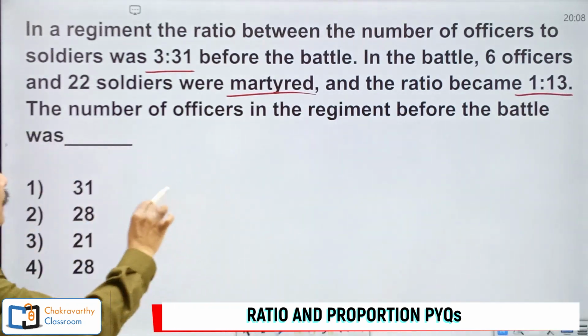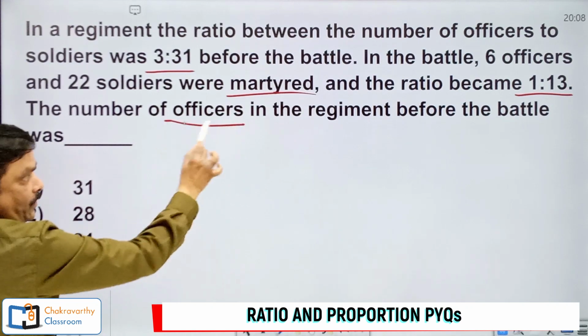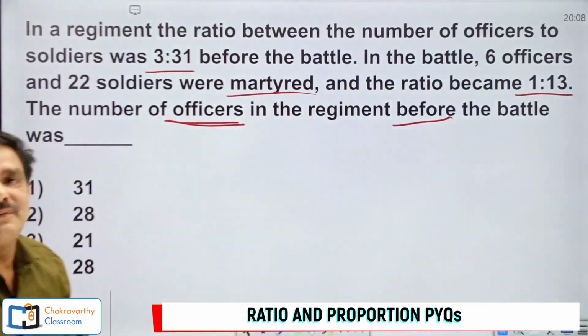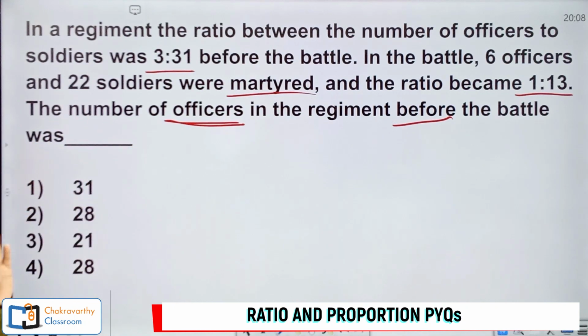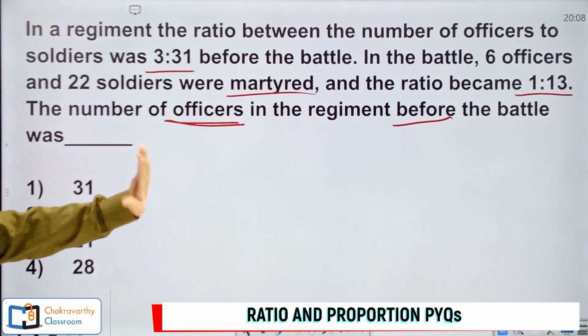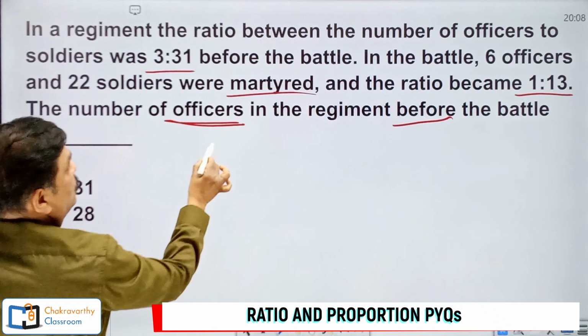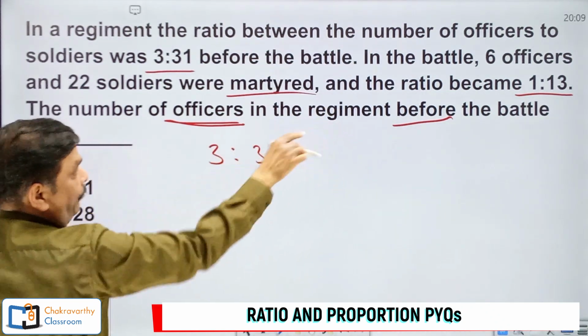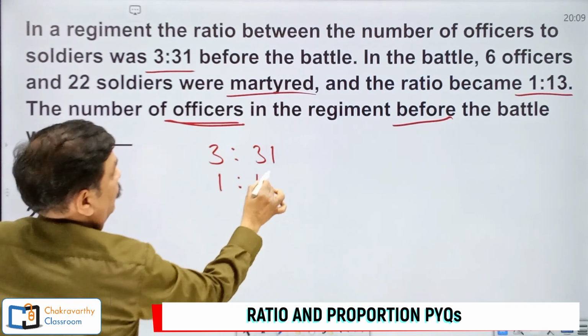And find the number of officers, not soldiers this time. Officers before the battle. Now quickly go for this one. Officer to soldier ratio I am taking. Initially it was 3:31. Later it was 1:13.